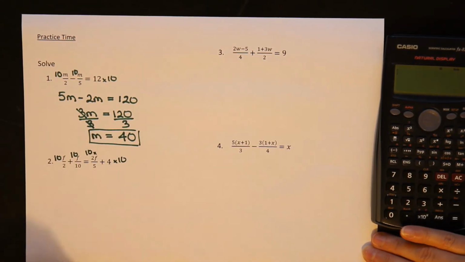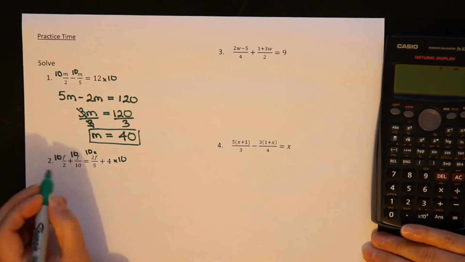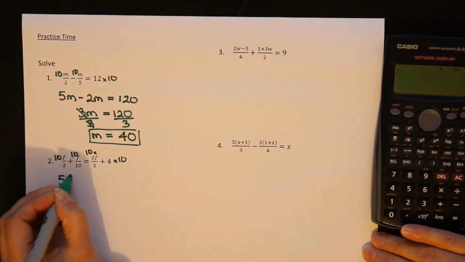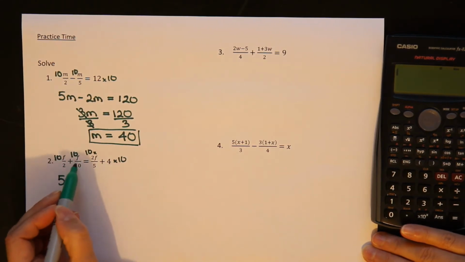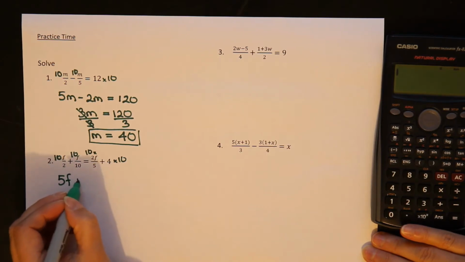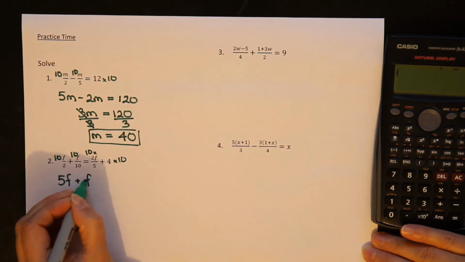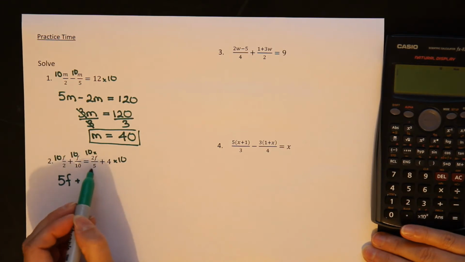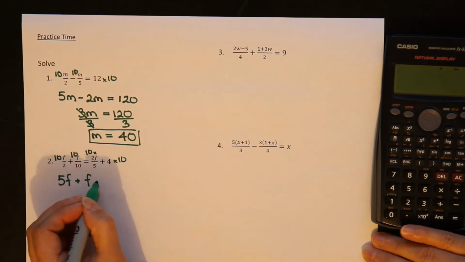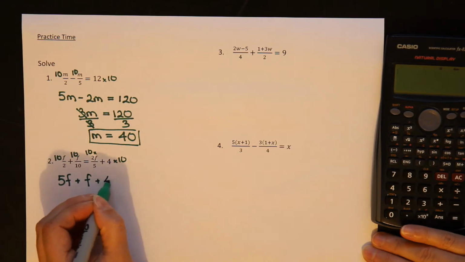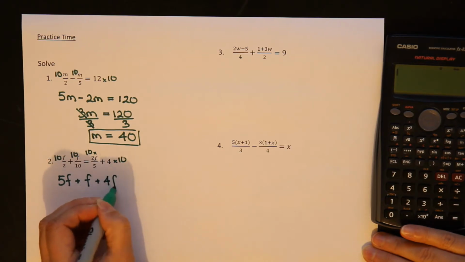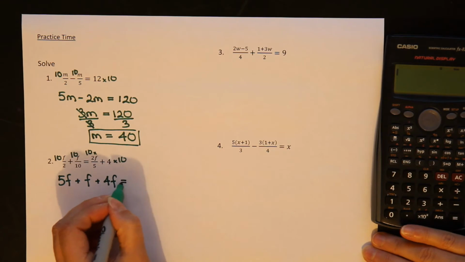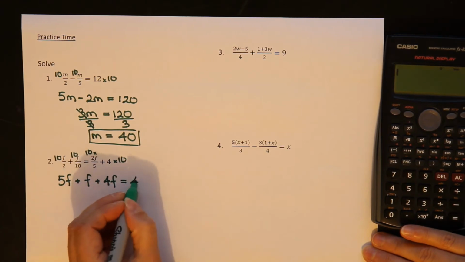4 terms there. 10 divided by 2 is 5f. 10 divided by 10 is nothing, so we just have the f. 10 times 2 on the top here, so we have 20 divided by 5. 20 divided by 5 goes 4 times. So 4f is equal to 4 times 10, which is 40.